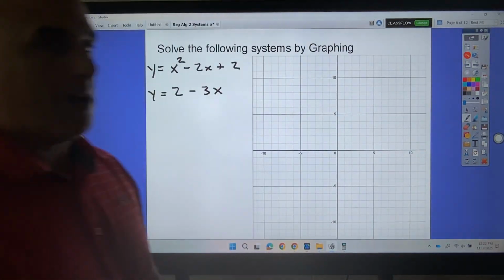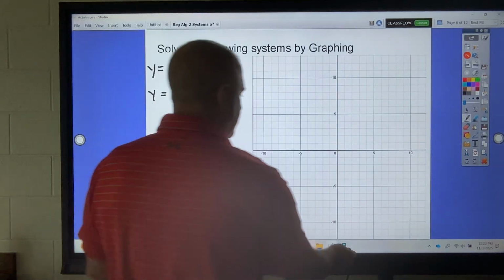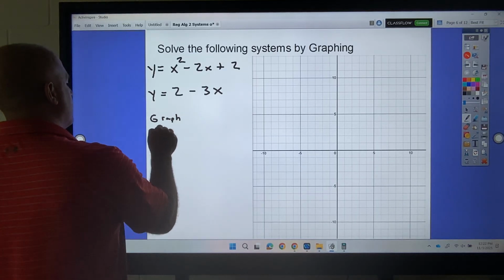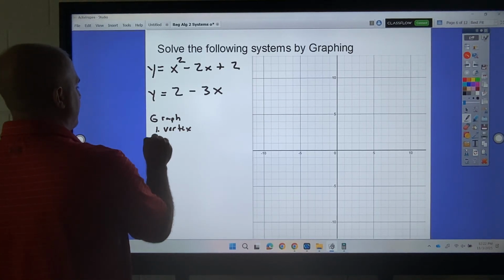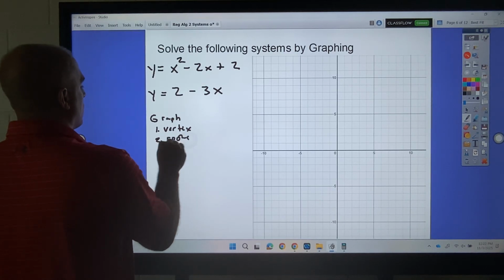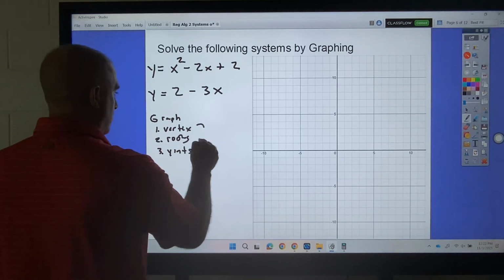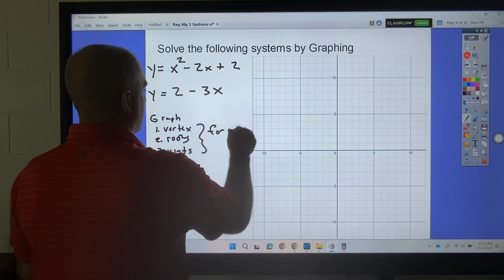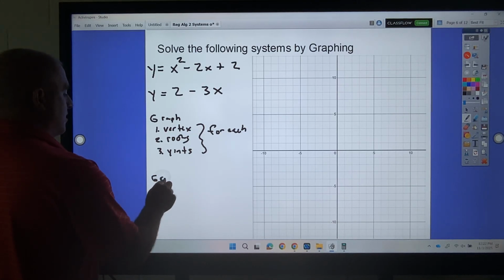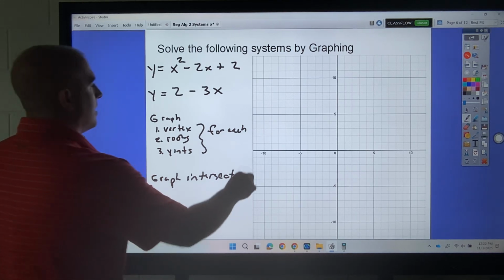Okay, now we're going to talk about them with graphing. What we're going to do is graph these individually. So we're going to graph the vertex, any roots, and any y-intercepts for each. We're going to do that individually, and then once we've done that, we're going to graph the intersection. I'm going to show you how to do that in the calculator.